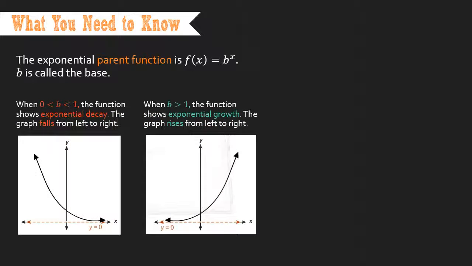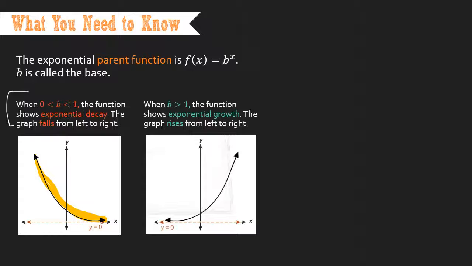The exponential parent function is called f of x equals b to the x, and b is called the base. When that base value, b, is between 0 and 1, the function shows exponential decay. That's this part right here. You can see on this graph that we are falling from left to right. That's what gives it that feature of decaying. We're falling from left to right.